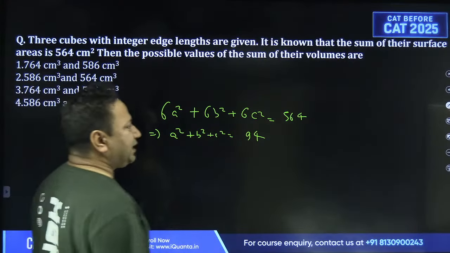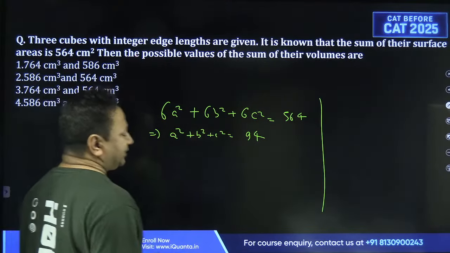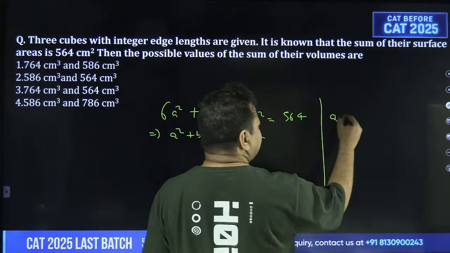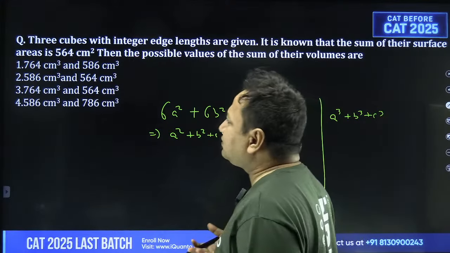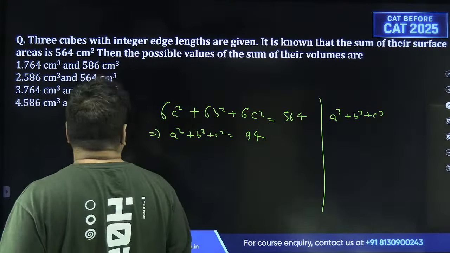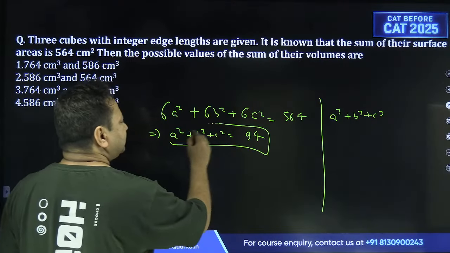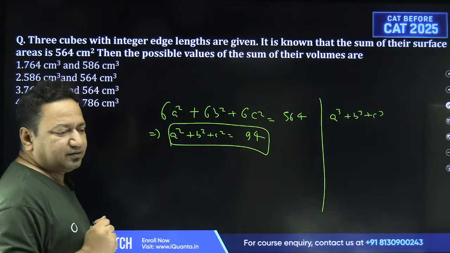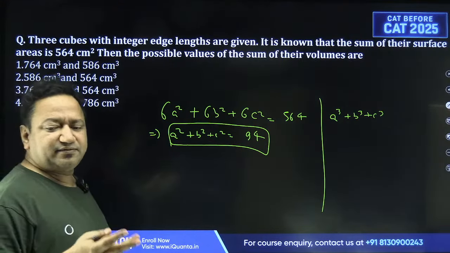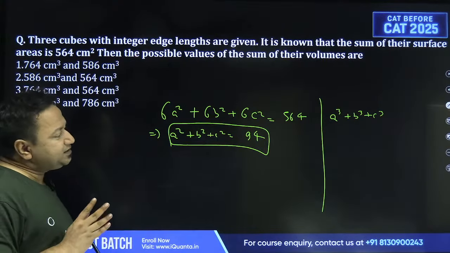Okay. So now, tell me something. Possible values, some of their volumes. Well, basically, we need to find a cube plus b cube plus c cube. And in all the options, we have two different combinations. That means this particular equation should be having 2 solutions, right? So the option gives us enough data that we need to break it.